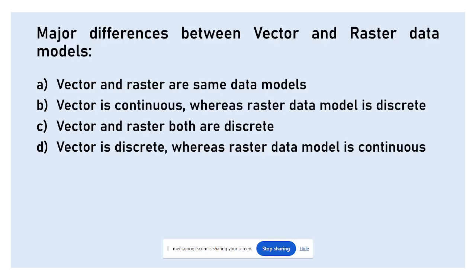What are the major differences between vector and raster data models? Vector and raster are the same data models. Vector is continuous, whereas raster data model is discrete. Vector and raster both are discrete. Vector is discrete, whereas raster data model is continuous. Yeah, so the answer is vector is discrete, whereas raster data model is continuous. You guys are right.